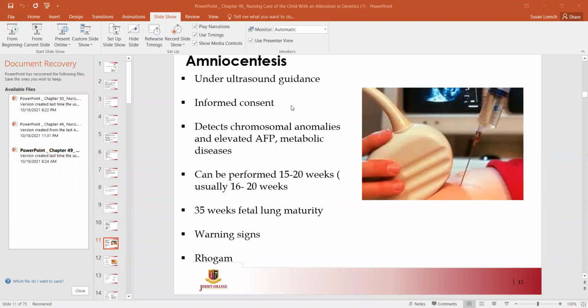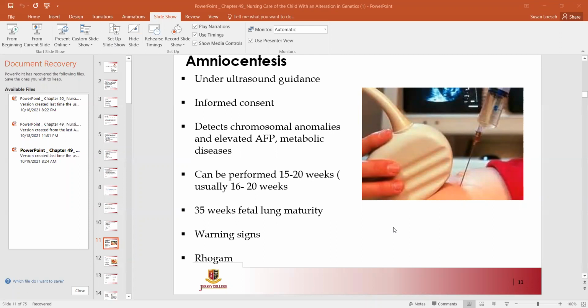Okay, the amniocentesis under ultrasound guidance requires informed consent, looking for chromosome abnormalities and elevated alpha fetoprotein. Metabolic diseases. Okay, it can be done between 15 and 20 weeks, but normally between 16 to 20. At 35 weeks, it can tell us about fetal lung maturity. We look for warning signs. What are those dangers? What are the risk factors for the amniocentesis?